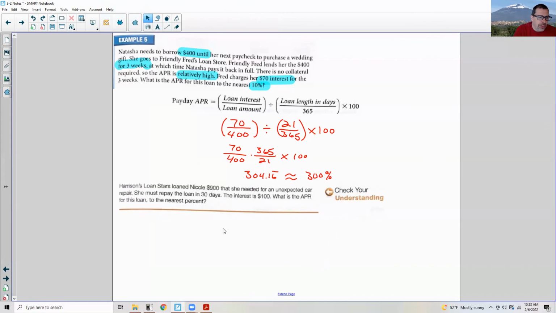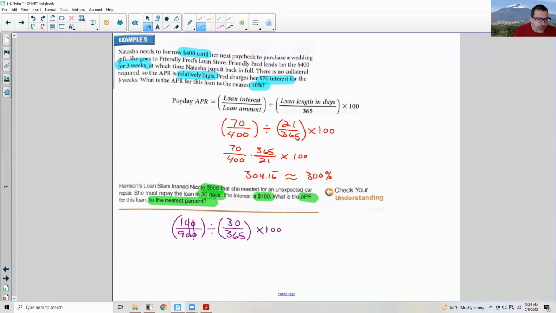Okay, Harrison's loan stars loaned Nicole $900. So here's the check your understanding. Let me highlight these. They loaned her $900. She needed it for an unexpected car repair. She must repay the loan in 30 days. The interest is $100. What is the APR for this loan to the nearest percent? So we're just going to do the same thing as we did before to practice this. Loan interest in this case is $100. And we're going to divide that by how much she's borrowing, which is 900. Then we're going to divide that, let me put that in parentheses, by the loan length in days, which is 30, divided by the number of days in a year. And we're going to multiply that by 100.